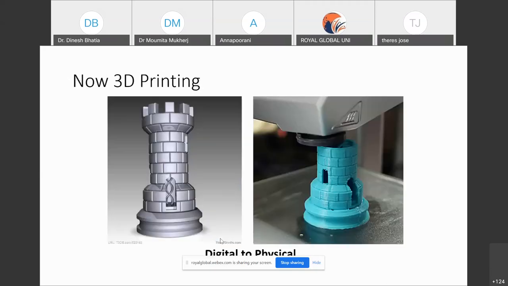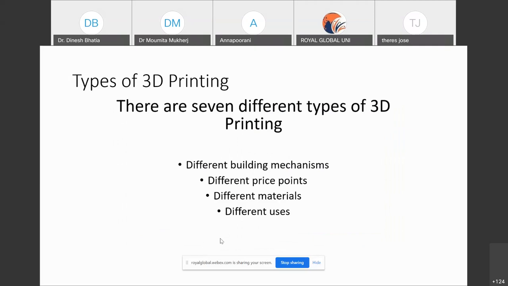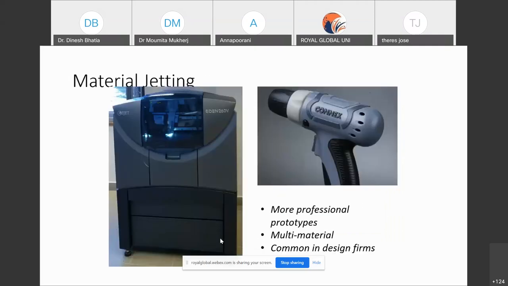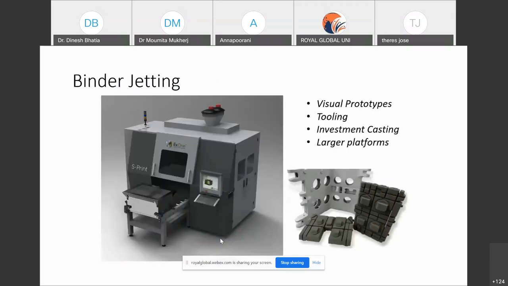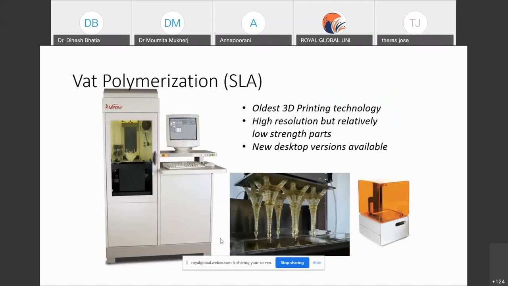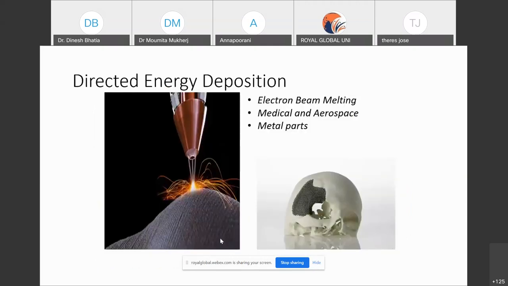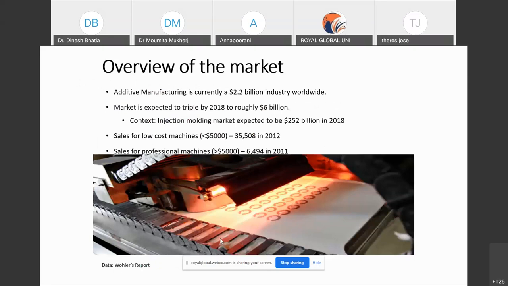And now when we are going to 3D printing, digital to physical, it will look like this. Some of the observations my previous speaker has already covered: these are the mechanisms with which the device was actually developed in the laboratory. I am not going into much detail on that, because these are already covered and you have gone through it. Powder-based systems, some of the systems available for doing this fabrication in the lab, we have used. Then electron beam melting, medical applications, metal parts are there.